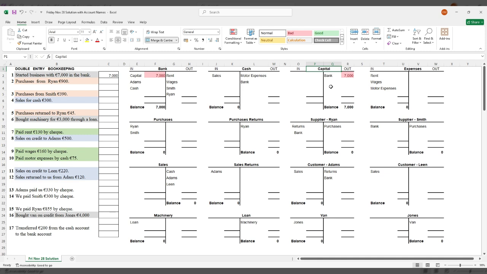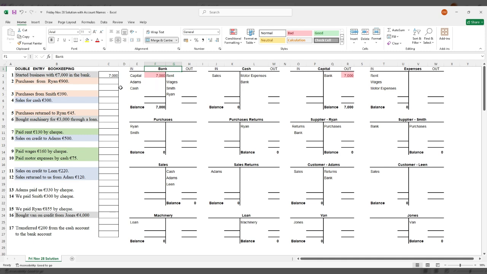In a similar way, over in the capital account, it's a credit of 7,000. Where did that 7,000 go? It went to the bank account. That's why I have bank written over there, which corresponds to the bank account back here. That's how it works. You put the 7,000, debit the bank account. Where did it come from? The name of the other account is written in the bank account, so you can make a link and trace the transactions. That's basically it.